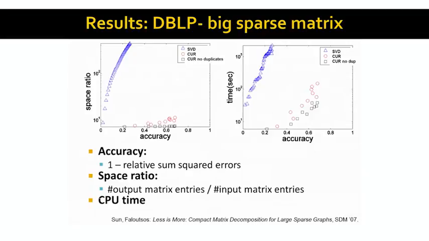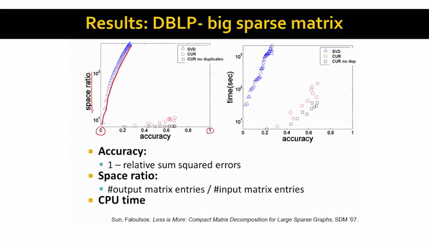This is from the paper by Sun and Faloutsos from 2007, and here are the two graphs, right? The first one is the accuracy. The accuracy simply means the reconstruction error, right? 1 means there is no reconstruction error, and 0 means we have lots of reconstruction error. Blue is SVD, and the black and the red are CUR, CUR with duplicates and CUR without duplicates, and the y-axis here is the space ratio. How much space do we need to store the basis vectors and so on?